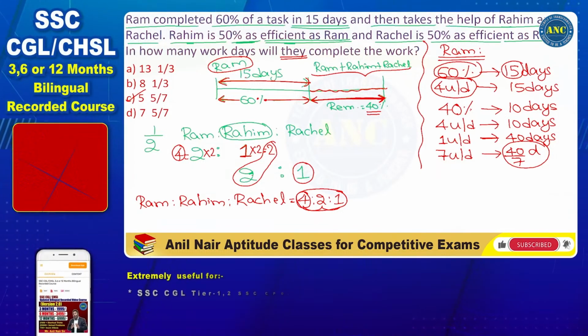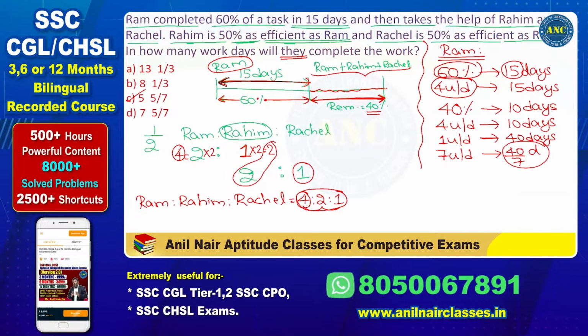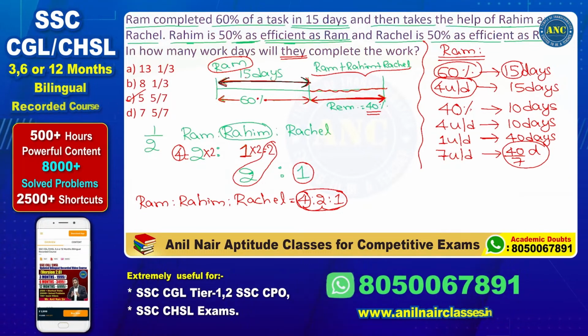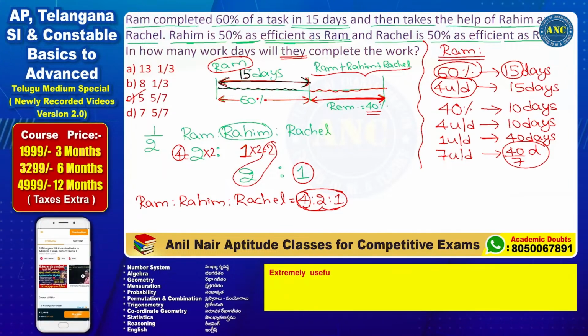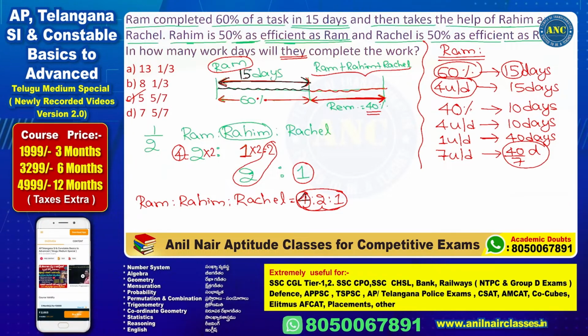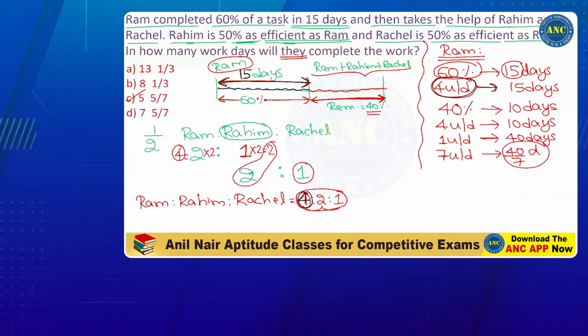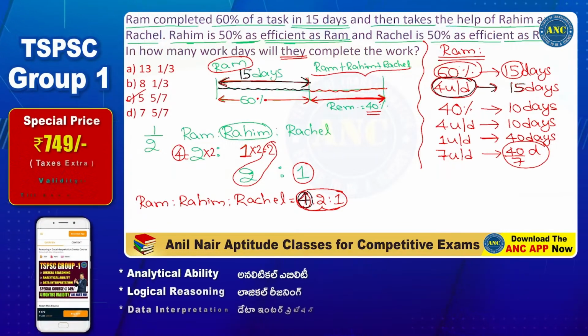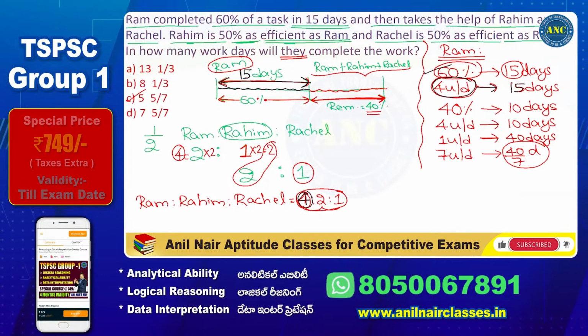Now see here, I am explaining it one more time for the people who might have got a little doubt. Now 60% Ram alone completed in 15 days, and when Ram was working alone, he was working with his capacity of 4 units per day. So for 4 units per day capacity, he completed 60% in 15 days.